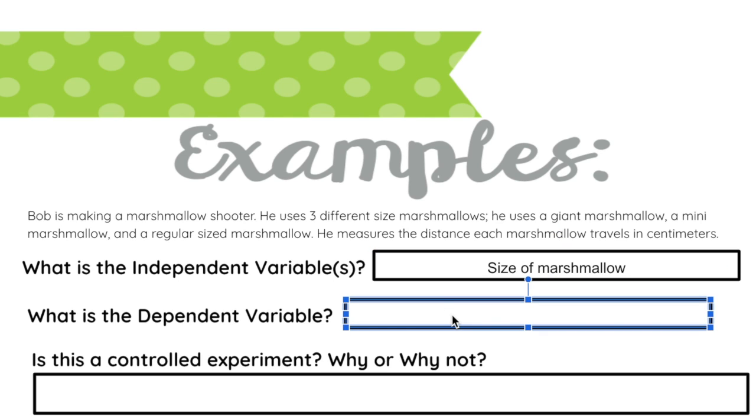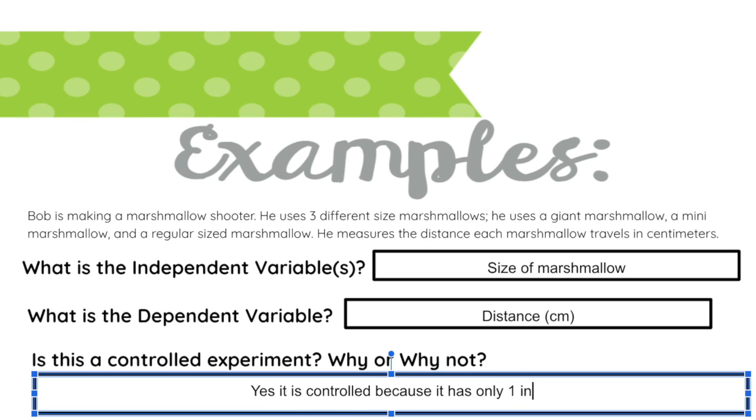What is going to change in effect to the changing of the size of the marshmallow? Go ahead and think about it now. Hopefully you're thinking distance in centimeters that the marshmallow will travel. And then I have to decide, is this a controlled experiment? Why or why not? Go ahead and think now. Is this controlled? Yes or no? And why or why not? Hopefully you determine that yes, it is controlled because it has only one independent variable.